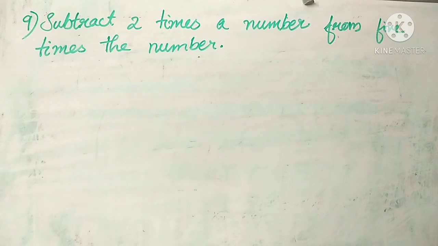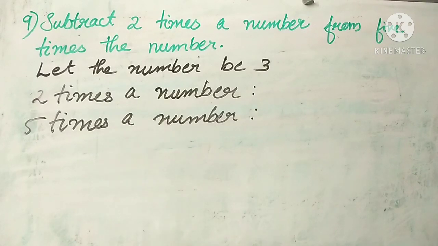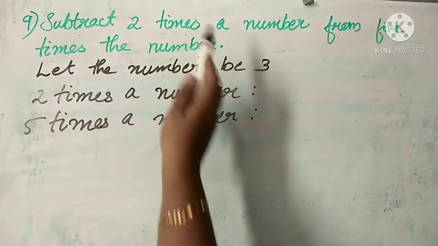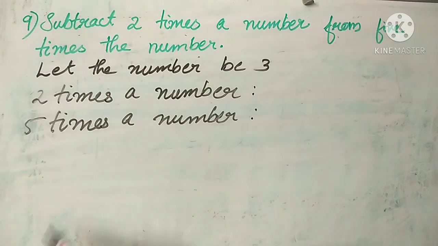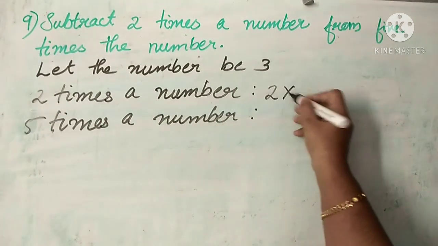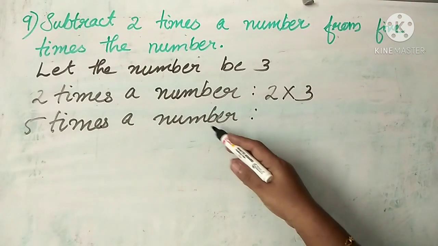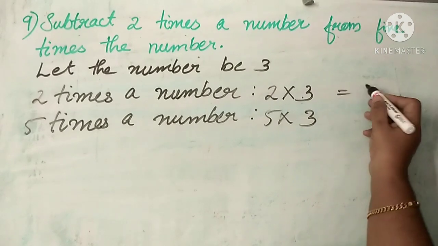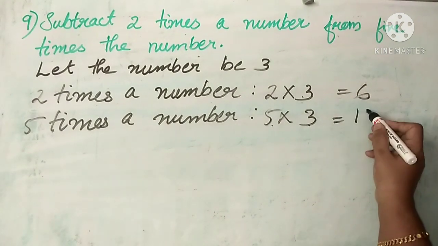Next question. Subtract 2 times a number from 5 times the number. Let us take the number as 3. Now we have to find 2 times the number and 5 times the number. 2 times 3 means 2 into 3, and 5 times 3 means 5 into 3. 2 3s are 6 and 5 3s are 15.